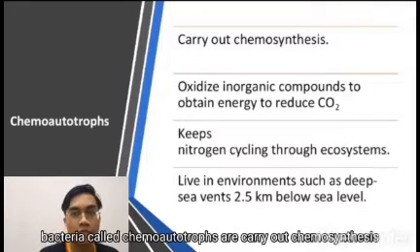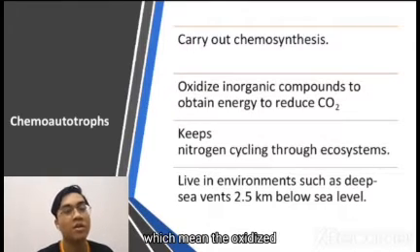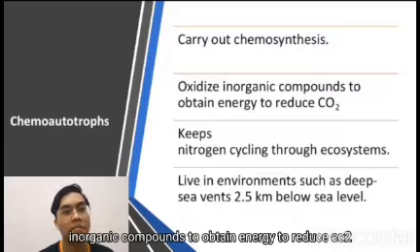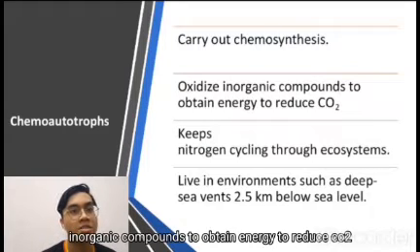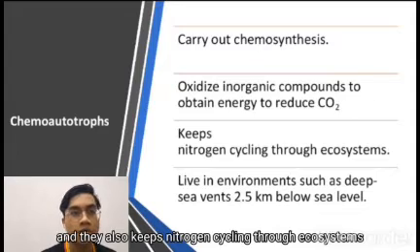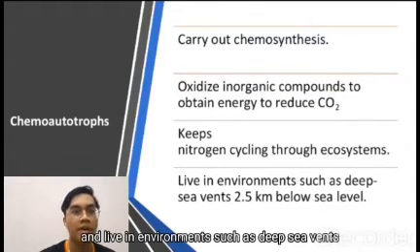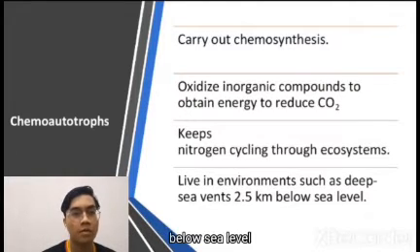Bacteria called chemotrophs carry out chemosynthesis, which means they oxidize inorganic compounds to obtain energy to reduce CO2. And they also keep nitrogen cycling through ecosystems and live in environments such as deep sea vents 2.5 km below sea level.